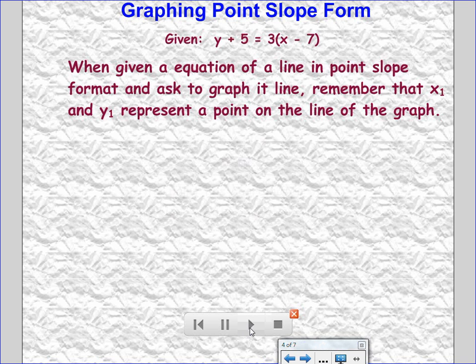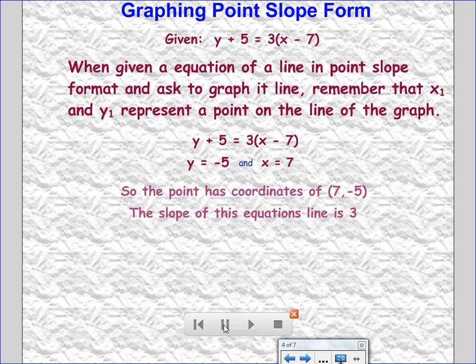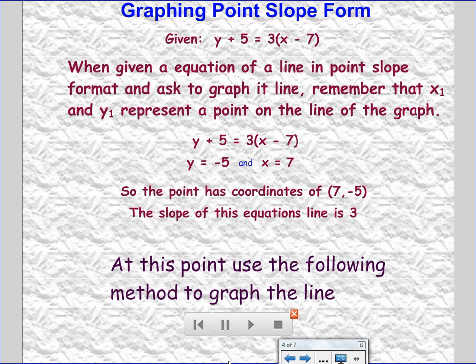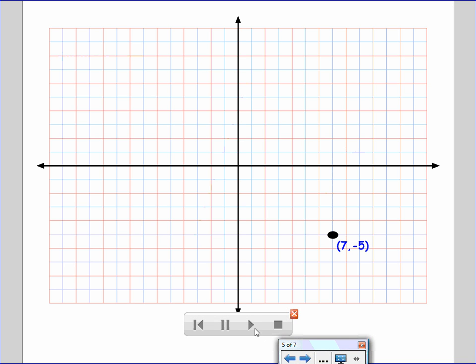What we would like to do is identify our points, and identify the slope, which we've just done. At this point, you use the following method to graph the line. What we'd like to do is find that point and use some value for the slope. Here we have the point positive 7, negative 5, and the slope is represented by 3.